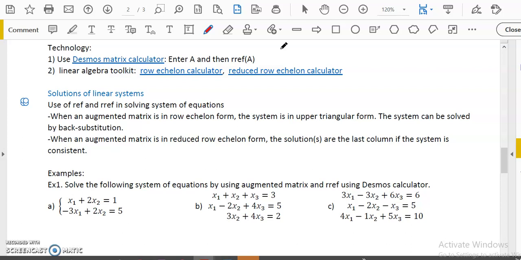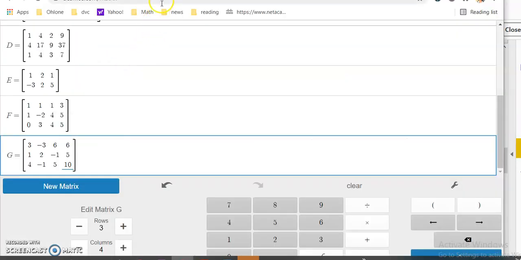We said that an augmented matrix can be converted into reduced row echelon form, and it is very easy to solve the systems. We talked about that you can use the decimal matrix calculator in the last video. The other calculator you can use is something called the linear algebra toolkit. The link is here, but if you just Google linear algebra toolkit, you can find it.